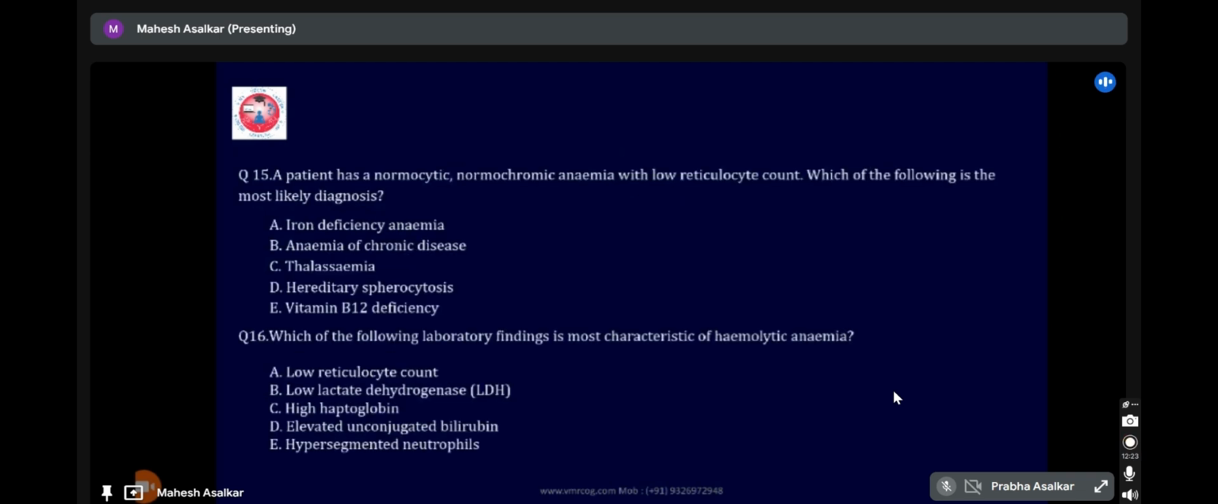Dr. Sinchana, next two questions. Yes, sir. A patient has normocytic normochromic anemia with low reticulocyte count. Which of the following is the most likely diagnosis? Iron deficiency anemia, anemia of chronic disease, thalassemia, hereditary spherocytosis, or vitamin B12 deficiency? See, it is normocytic normochromic anemia and low retic count.